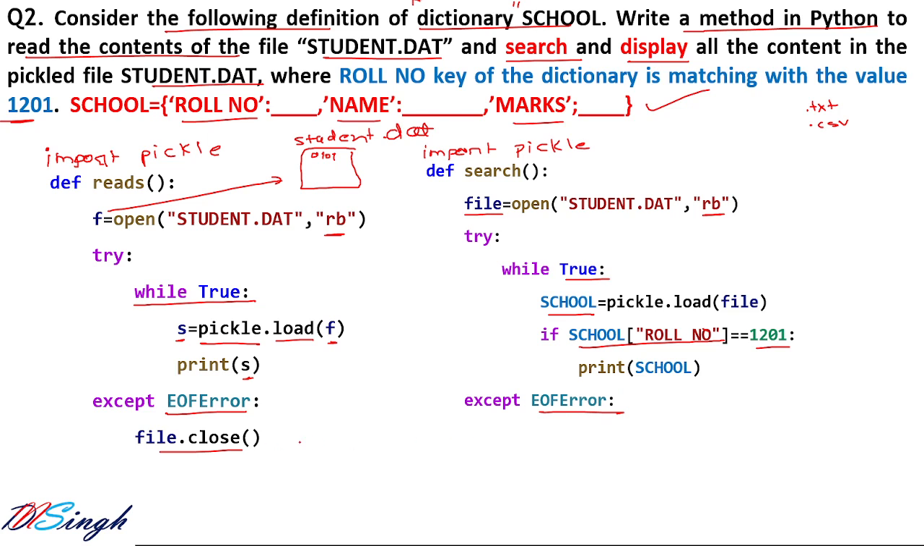Now our job remains just to close the file handle which we have created. So what we will write? file dot close, and that's it about our answer. Go to the next question.